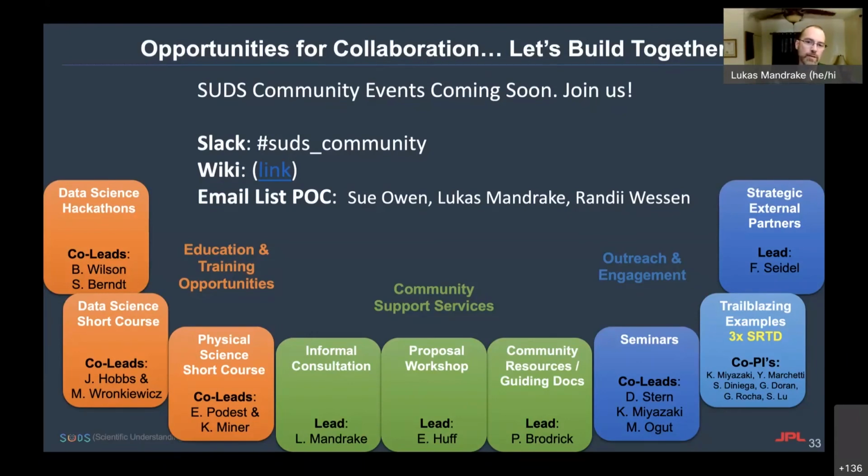But these announcements will be coming out in JPL space and also through Slack and the email, as long as you have joined the community, the SUDS community. And if you haven't yet, please reach out to us and we're happy to make those connections.